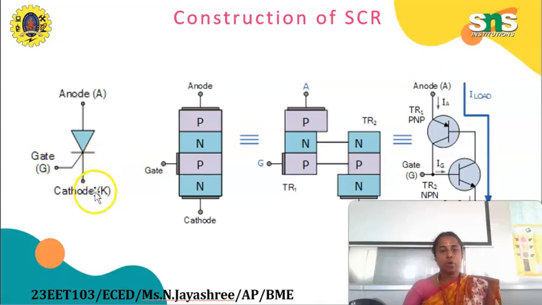This is the circuit symbol of the silicon controlled rectifier, and this is the 3-terminal, 4-layer device. Here it is equivalent to these transistors. Transistor 1 is connected together with transistor 2 as shown in this diagram, which is the equivalent circuit of this SCR.